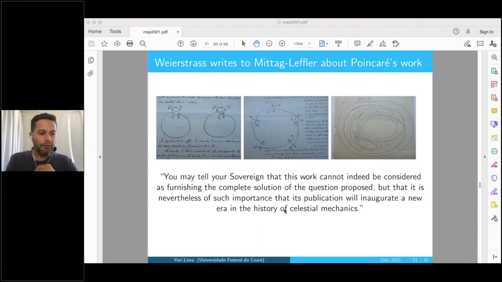His solution was typed, it was printed, everybody was happy, Mittag-Leffler was happy, Oscar II was happy, Poincaré was happy because he got some money in this prize. So everybody was happy, so end of the story. Well, no. Why? Because a few months after the manuscript was printed, Poincaré found a mistake in his proof.